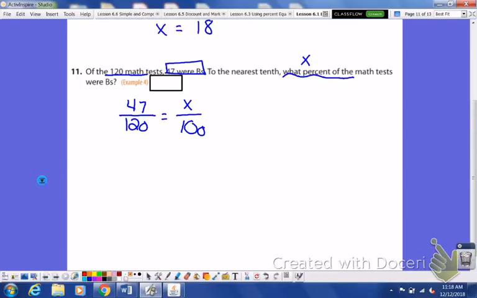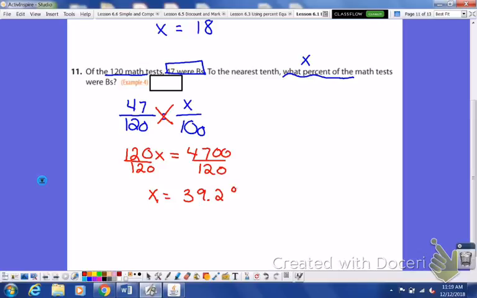Now that we're set up, we cross multiply and divide. 100 times x is 100x, and 120 times 47... sorry, 47 times 100 is 4,700. Again, divide by the number with the variable, and we get 4,700 divided by 120. We want it rounded to the nearest tenth. If you were to look at your calculators, it would be 39.166 repeating, so that's 39.2 after the 6 rounds the 1 up to a 2. We're talking about percent, so make sure we label percent.